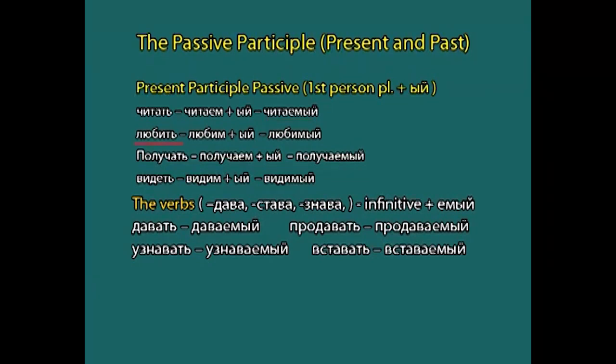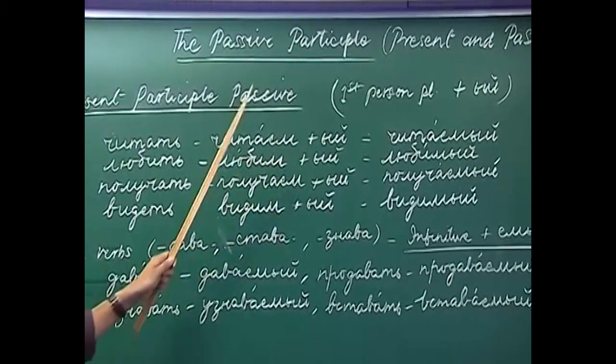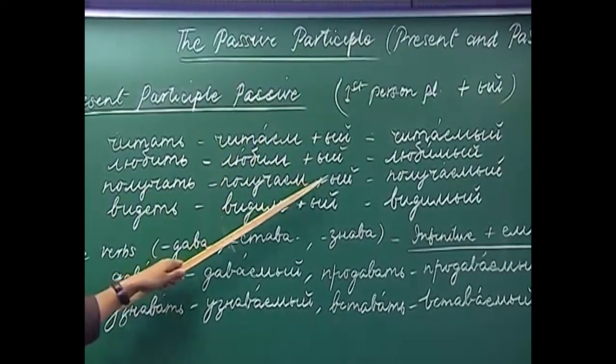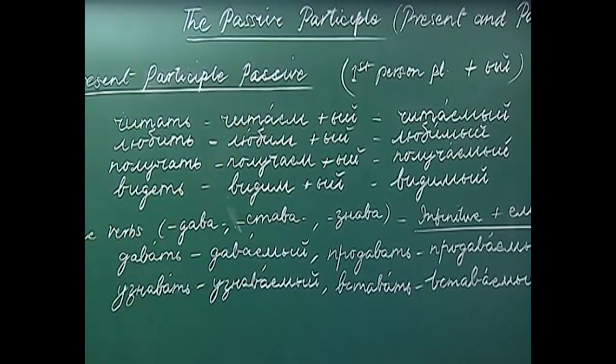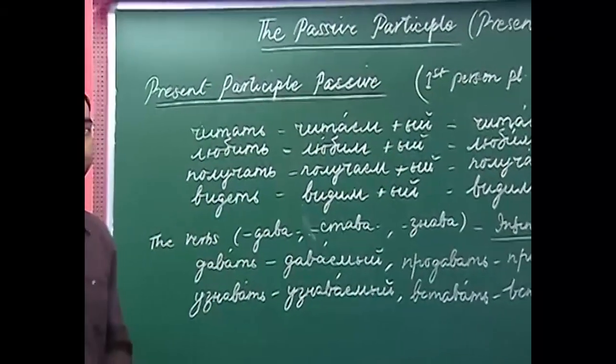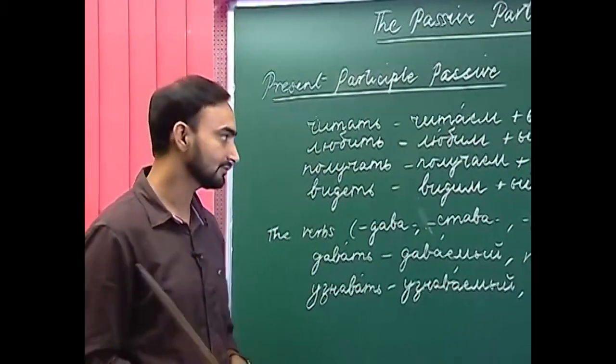Similarly, любить, любим plus ый and й краткое, любимый. Получать, получаем, which is the conjugated form with first person plural plus ый and й краткое, получаемый. Видеть, видим, плюс ый и й краткое, видимый. So, this is how we have to form the present participle passive.